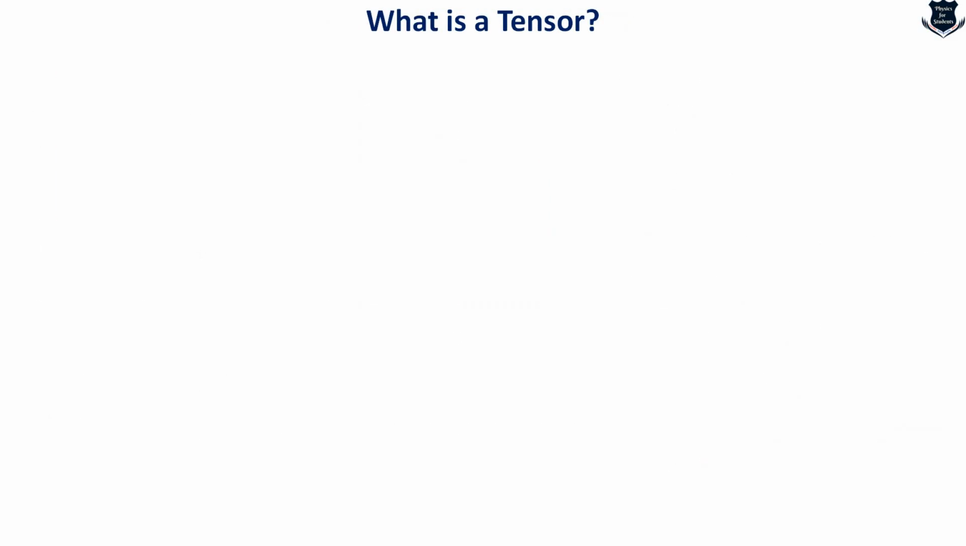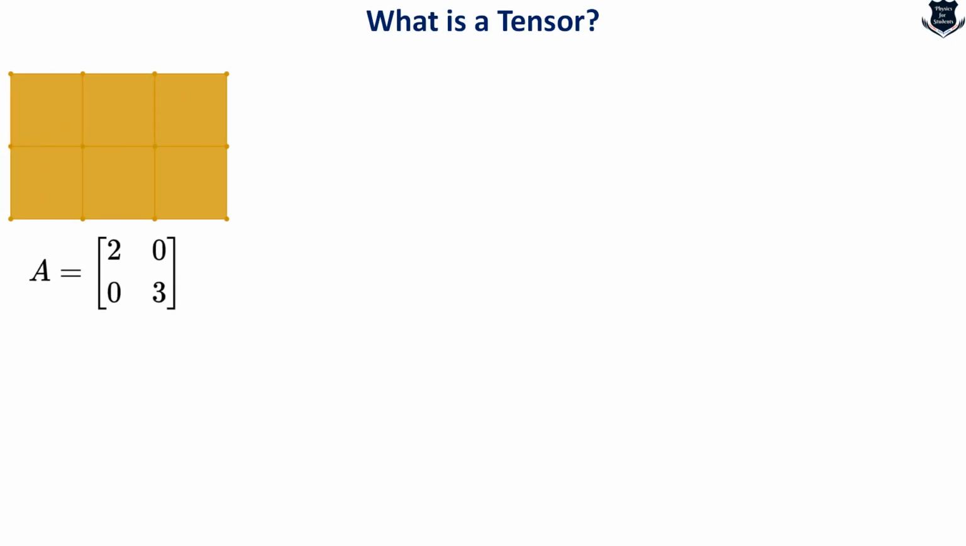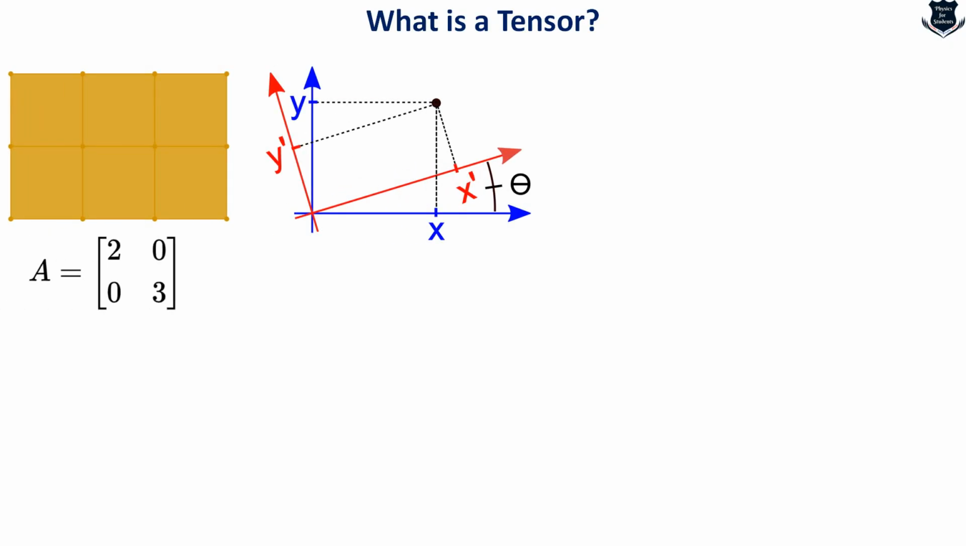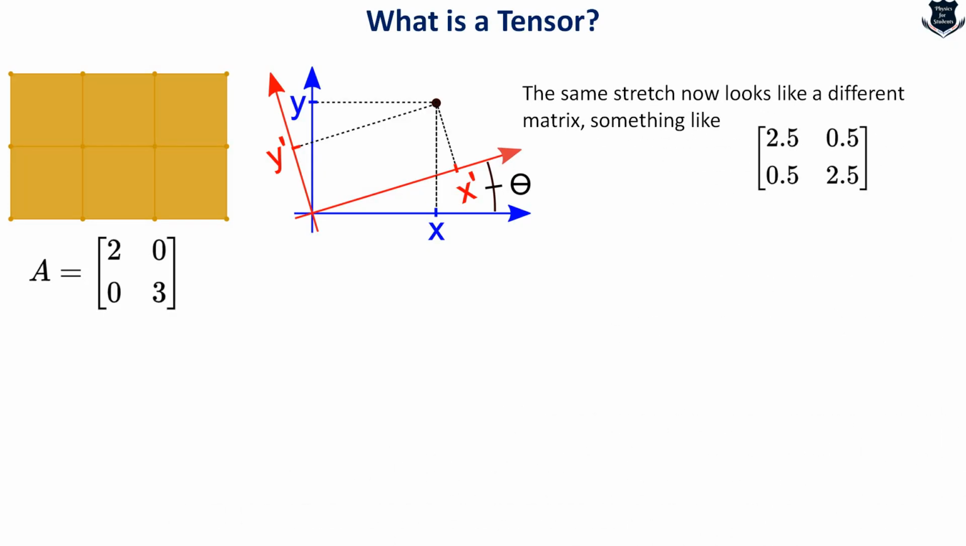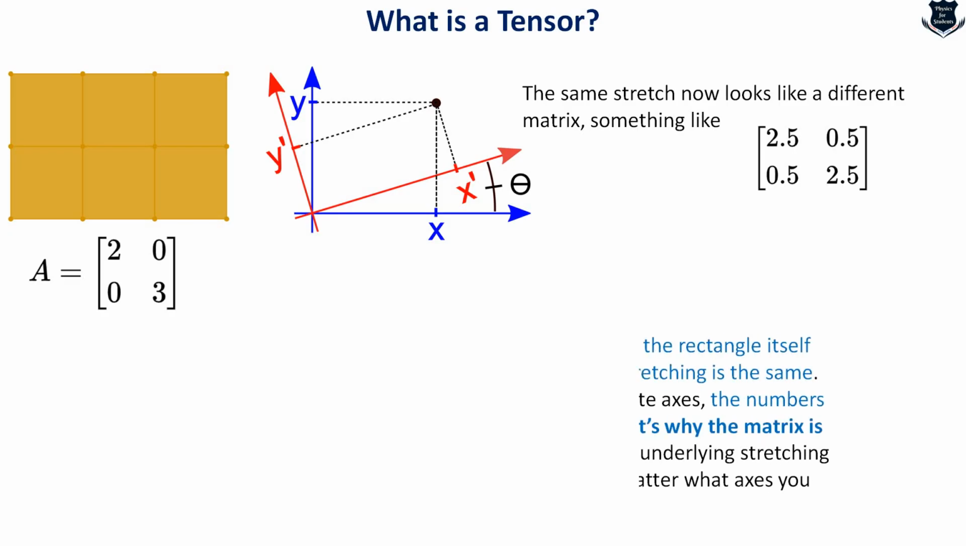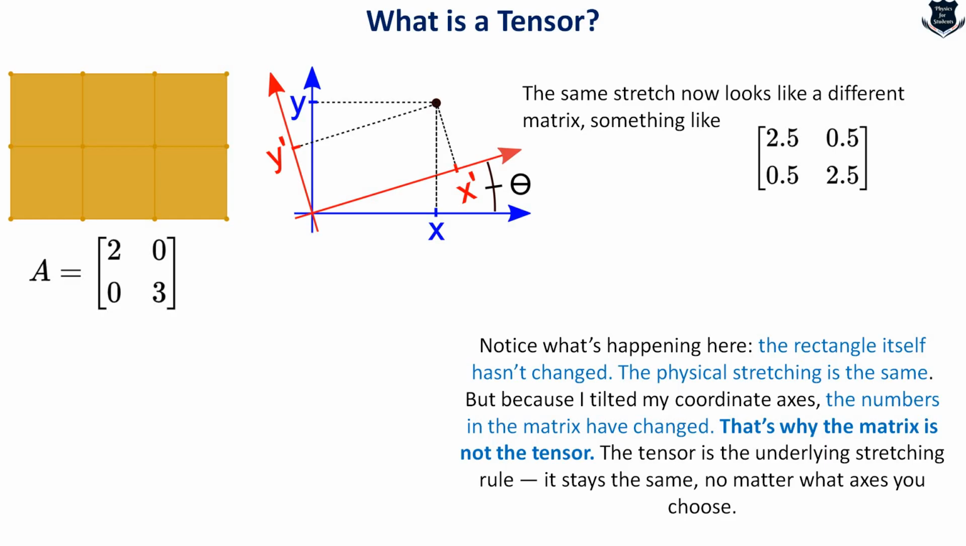Now if I go to the next part and take the same rectangle, which is 2 by 3, and I again rotate it, as you can see I've rotated the axis, if you do the calculation, which is a little bit longer, you multiply the matrices, and it will come out something like this. So here also what is worth noting is that the rectangle has not changed. As you can see, the dotted black lines of the rectangle, the physical stretching, is still the same, but because I have tilted the coordinate axis, the numbers in the matrix are no longer 2, 0, 0, 3, but 2.5, 0.5, 0.5 and 2.5.